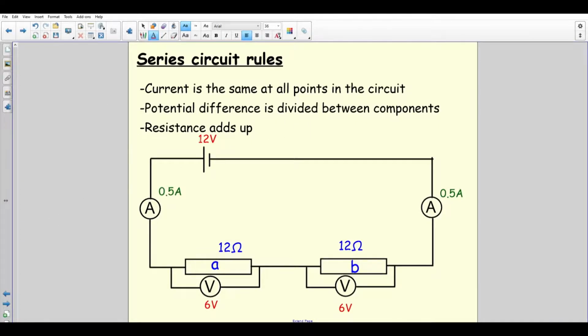Right, moving on to series circuits and parallel circuits. So a couple of rules you need to remember. These are basic ones, and there's a few more things to remember on top of that. But first off, the current is the same in all places in a circuit. This is for series circuits, sorry. So in a series circuit, current's always the same. If you look, the current at one side is 0.5 amps, the other side is 0.5 amps.